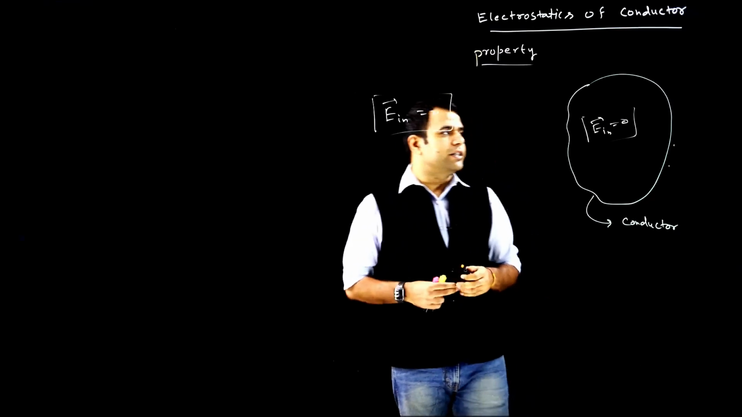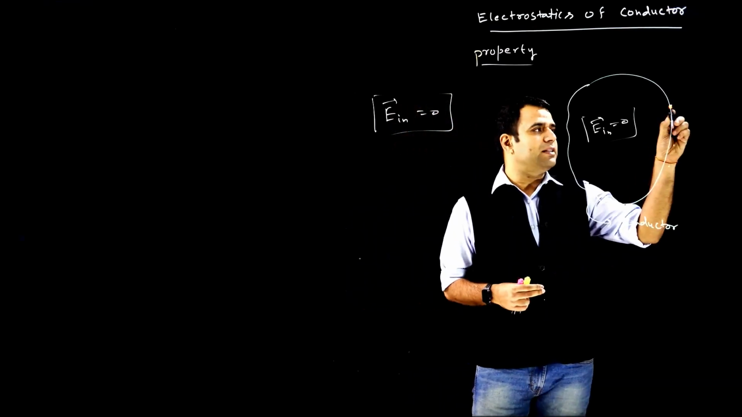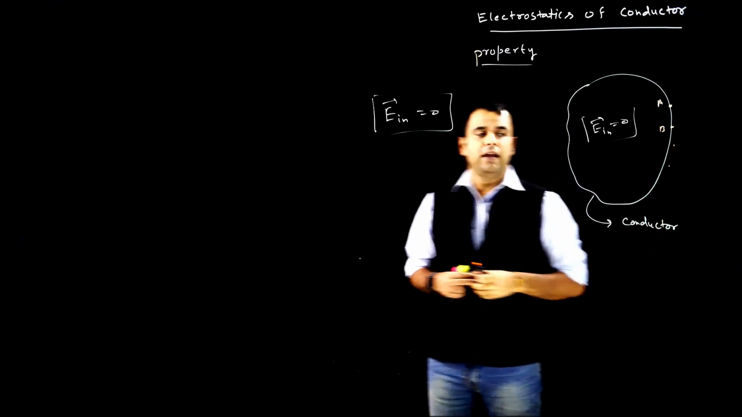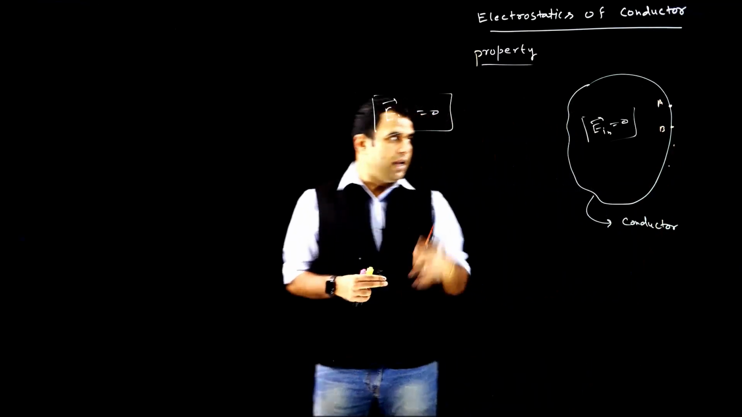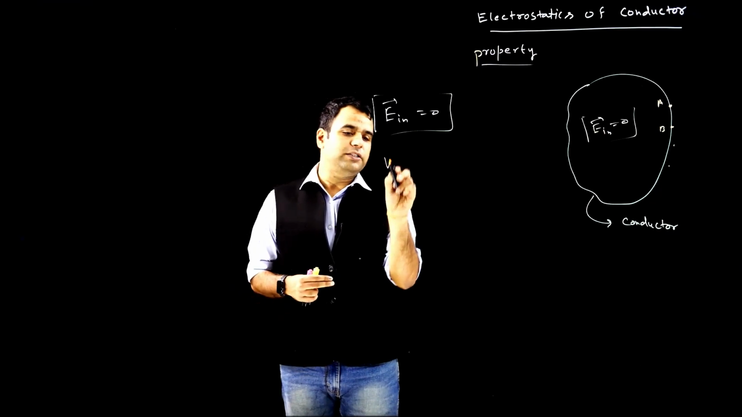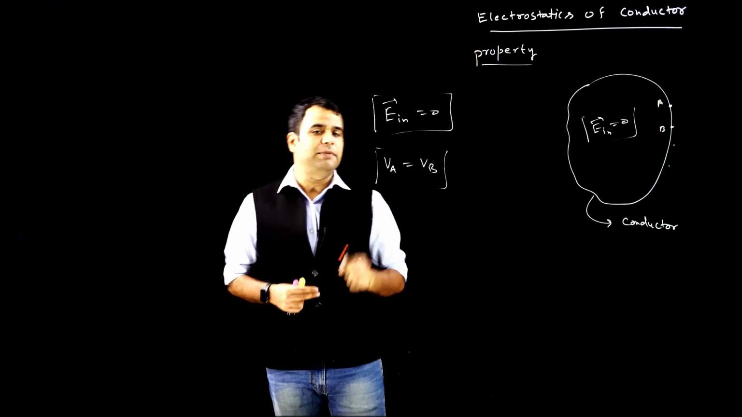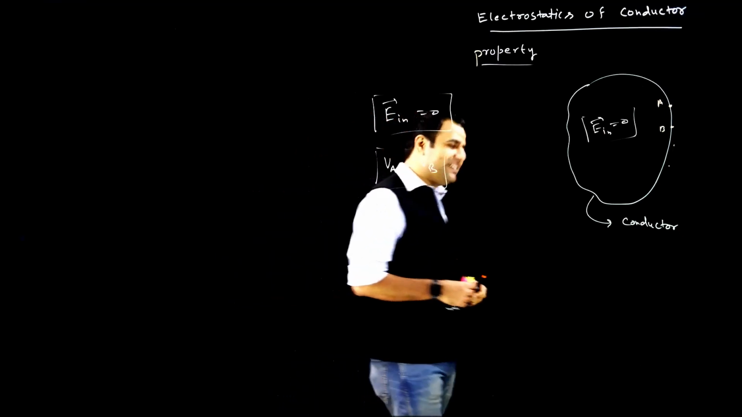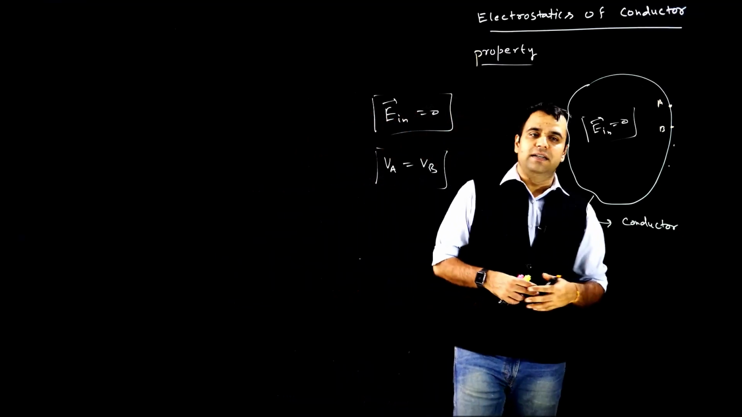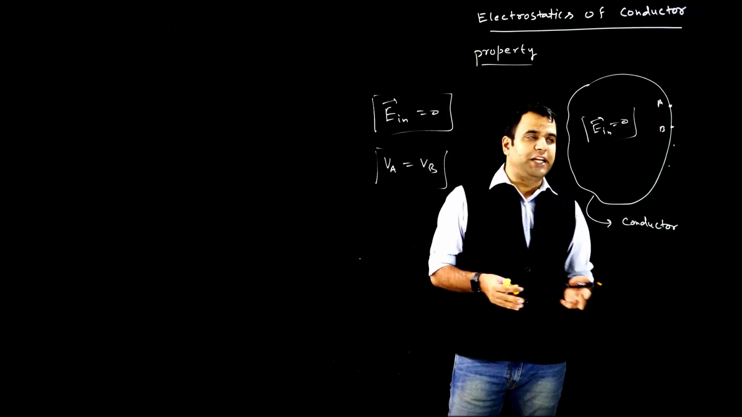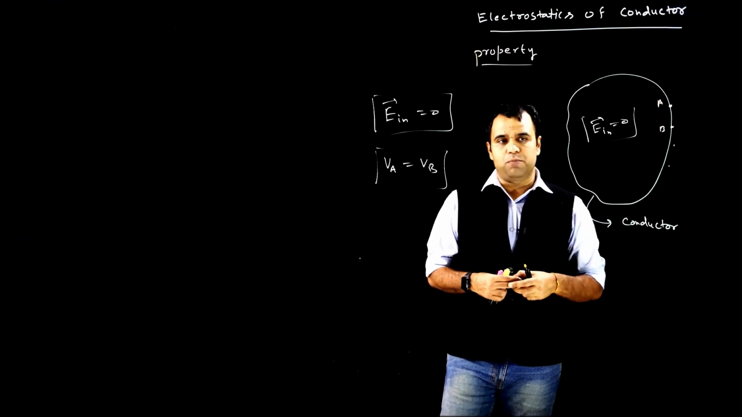Okay, so let's talk about 2 points. I'm taking this point A and this point B. So I'm taking 2 points on the surface of this conductor, A and B. One thing about these 2 points: the potential at A and the potential at B will be the same. Why will it be the same? Because in the case of a conductor, any points on the conductor are going to have the same potential. So both of these points are going to have the same potential.